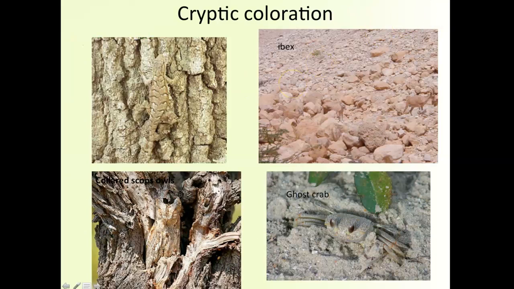So if you take a look at this cryptic coloration slide, there's animals in every picture, and sometimes they're easier to spot than others, but there's a lizard here that really blends in with the bark of the tree. The owl looks just like the bark of a tree as well. The ghost crab has a coloration just like the sand here, and then the ibex, their coloration matches their environment perfectly. So there's an ibex here, there's an ibex here, a baby one, there's another ibex right here. I think that's it. I think there's 3. Yeah. All right, so that's cryptic coloration, to blend in with your environment.